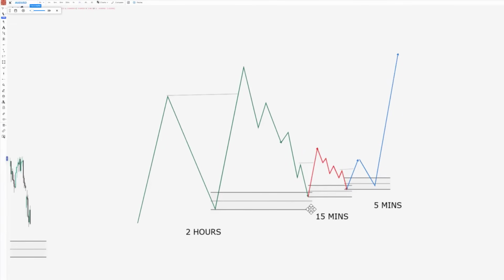You mark your 2 hour zone. You don't trade from the 2 hour zone. You wait for price to return to your 2 hour zone. You wait for a shift in market structure on the 15 minutes time frame. Once you have the shift, you mark your 15-minute zone. Once you mark the 15-minute zone, you wait for return to zone.